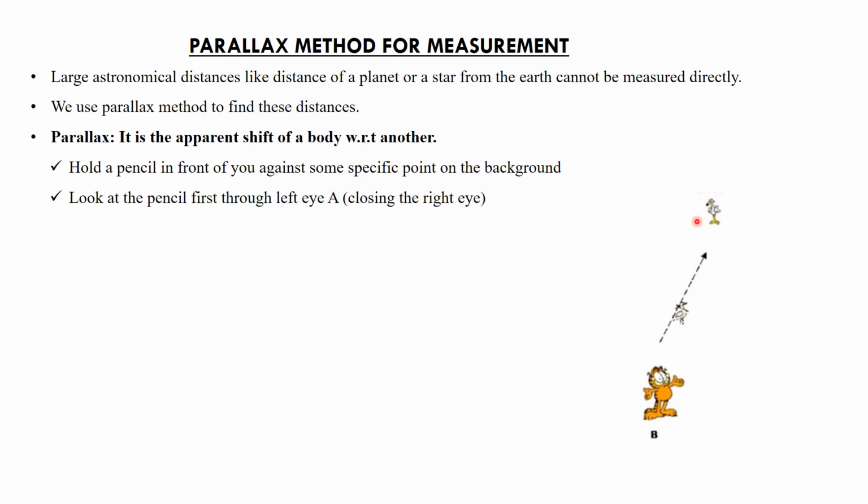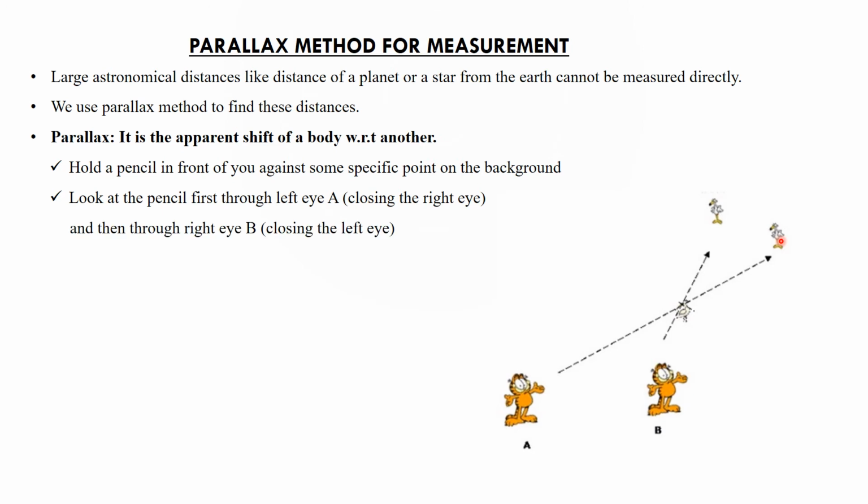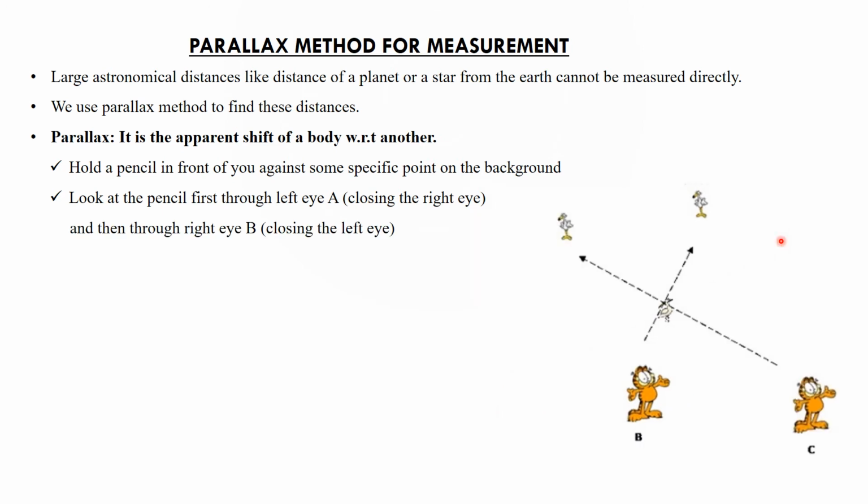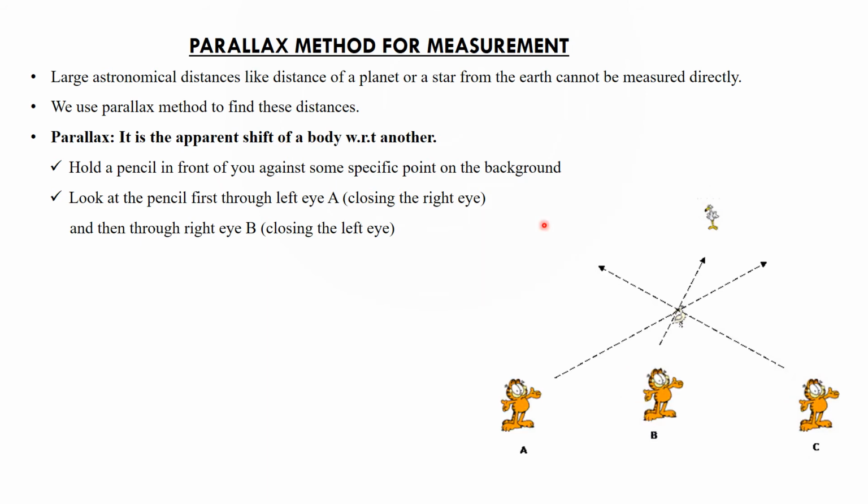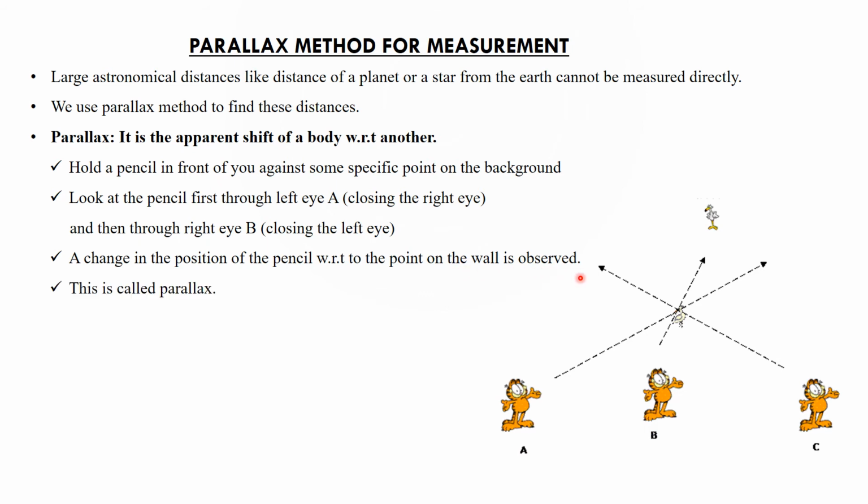Now look at the pencil in your case, and in this case we are looking at this object first through the left eye, closing the right eye. So here is the image formed. Instead of the image formed here, the image is formed at a different place. Now through the right eye, the image is again formed at a separate place. This is the total scenario. So a change in the position of the pencil, and here you can say the duck, with respect to the point on the wall is observed. This is called parallax.